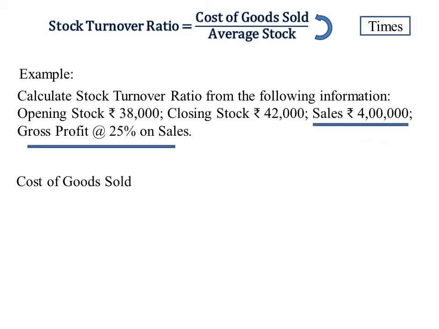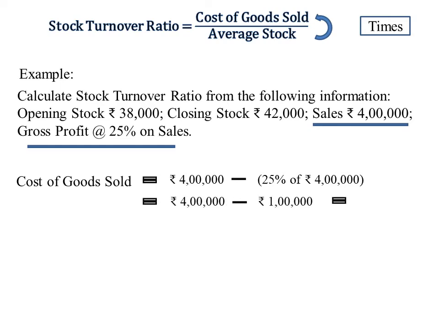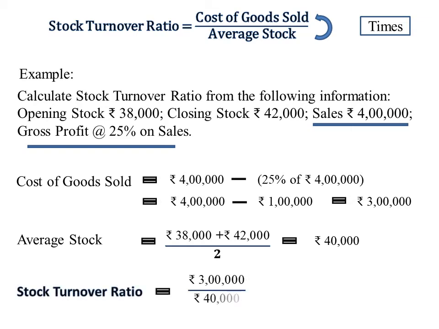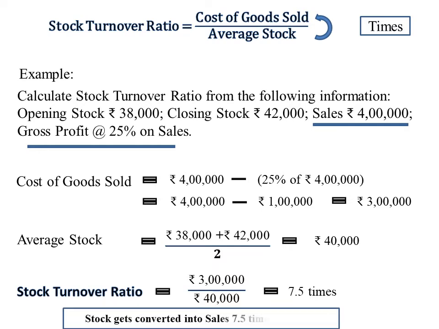Therefore, cost of goods sold is equal to rupees 4 lakhs minus 25% of rupees 4 lakhs, that is rupees 4 lakhs minus rupees 1 lakh, this comes to rupees 3 lakhs, and average stock is equal to opening stock rupees 38,000 plus closing stock rupees 42,000 divided by 2, that is rupees 40,000. Therefore, stock turnover ratio is equal to rupees 3 lakhs divided by rupees 40,000. This comes to 7.5 times. This means stock gets converted into sales 7.5 times in a year.